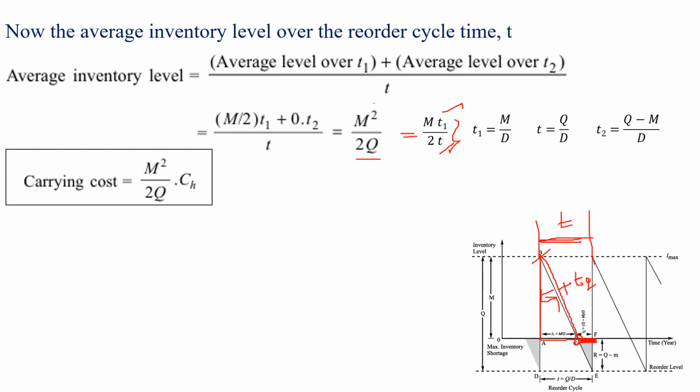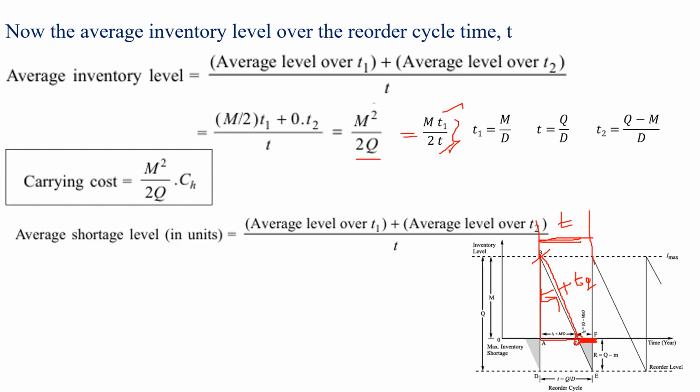So we know that the carrying cost is the average inventory level into the carrying cost per unit per year, that is CH. So carrying cost will become M square by 2Q into CH. Next we have to determine the shortage cost. But before that, we have to determine the average shortage level. Here also the same thing, over the time period, that is the order cycle time.